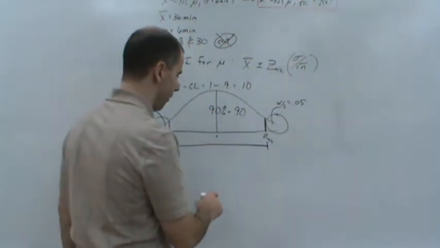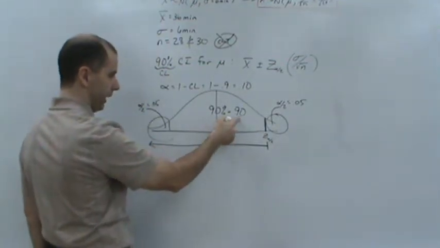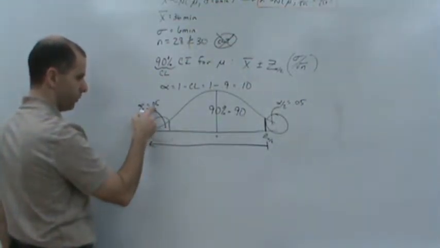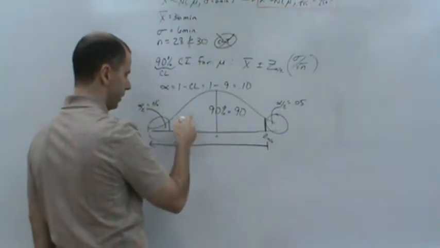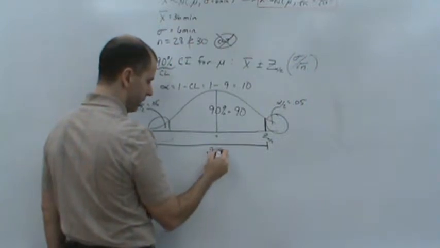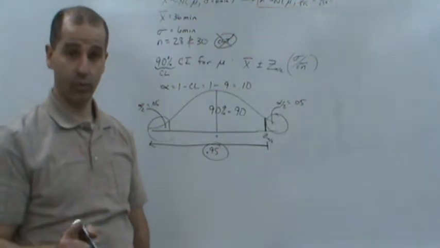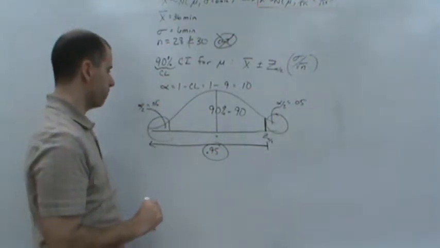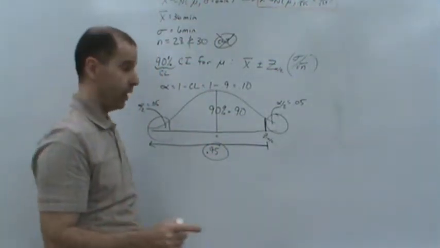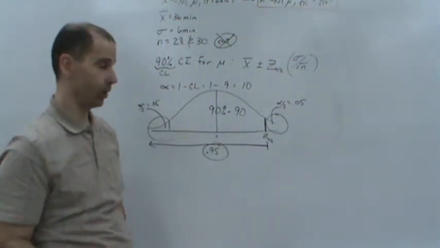Well, what's the area to the left? Well, remember, the middle from here to here is 0.9. We have to also add this tail here, which is 0.05. So we have to add 0.9 plus 0.05, so the area to the left is 0.95. That's the area we need. Don't forget that, okay? Because if you end up putting in the wrong number, like 0.9, I have students that will do that from time to time, you'll get the wrong Z-score and then your interval is incorrect, okay?